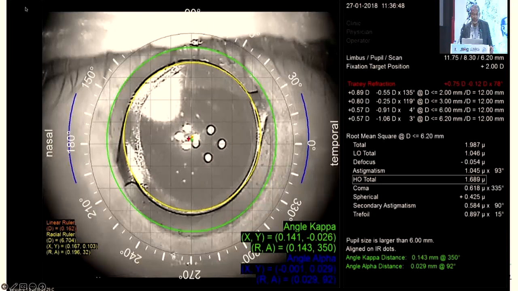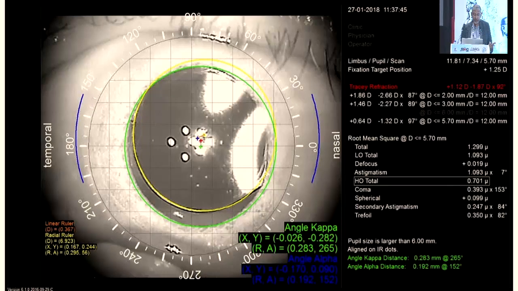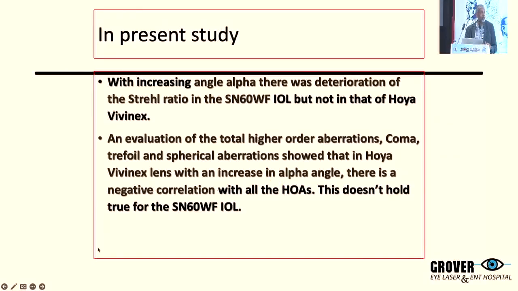So this is one case with dilatation of the pupil. You can see the yellow one is the center of the lens, blue is the geometric center, red is the optical axis. So on the eye trace, you can measure the decentration of the lens from the optical axis as well as from the geometric axis. This is a centered lens, but this is a decentered lens. As you can see in this case, the decentration is around 0.66 millimeters. So this was done in all the cases, and higher order aberrations were noted in all the cases.